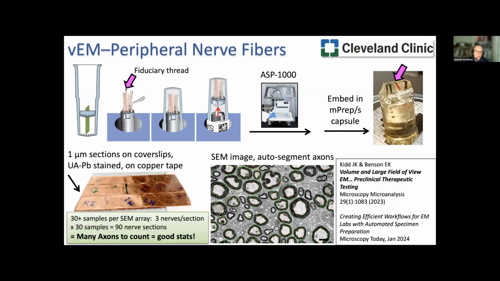And with about 30 samples per SEM array and 3 nerves per section, they can do about 90 nerve sections in one array of specimens that goes into the SEM. So they have many axons to count, and this is very important for their preclinical therapeutic testing of various agents.